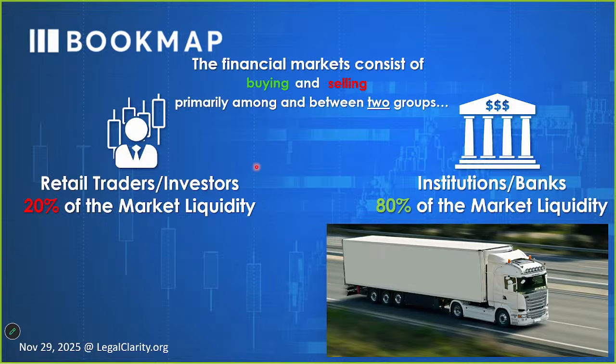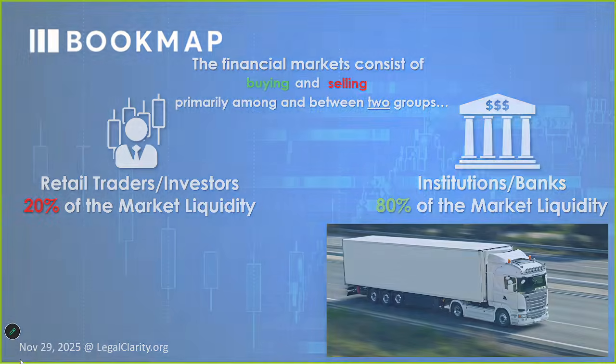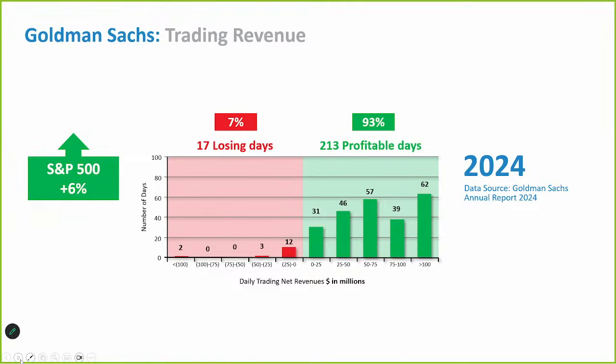Now, not only do they control the majority of the market as far as the liquidity and the order flow goes, but here is the trading revenue report off of Goldman Sachs' annual report for 2024. We'll get the 2025 number in about a month. We always get it in the springtime when they do their annual report. They were profitable in 2024 on 93% of the days. On 62 of the days they made over $100 million a day.